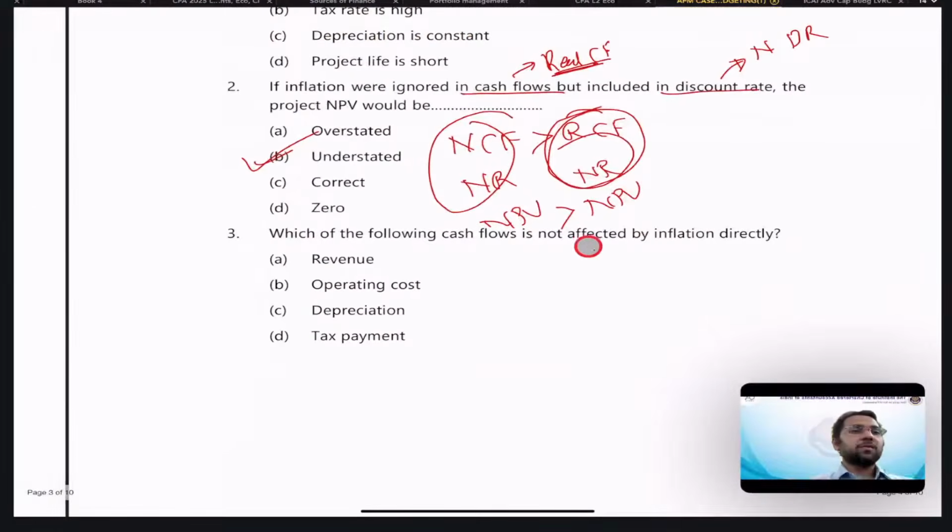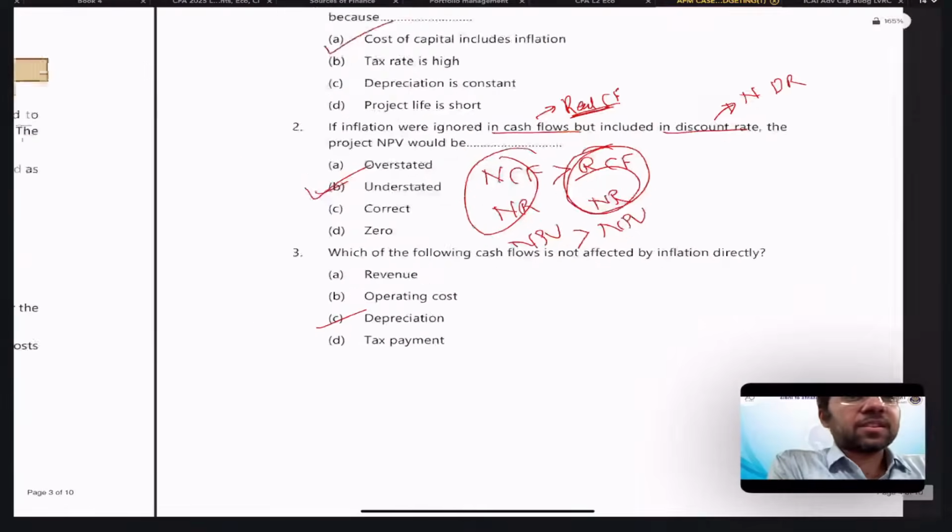Then, which of the following cash flows is not affected by inflation directly? So these cash flows are not affected by inflation. Depreciation. I've covered this already. Depreciation, right? Correct answer is depreciation because depreciation is a constant figure. Whatever is the depreciation, that's going to be historical base and not on the inflation or the real base, right?